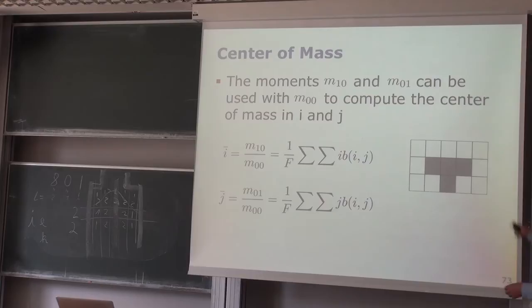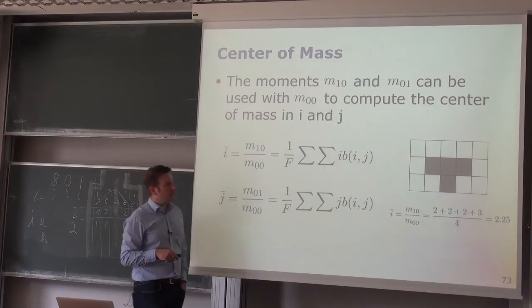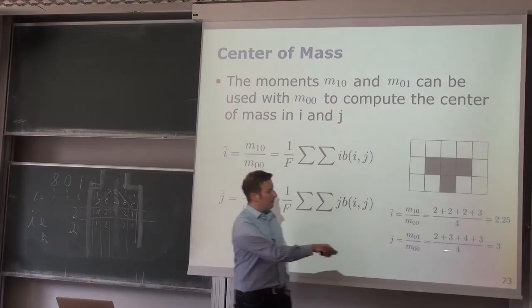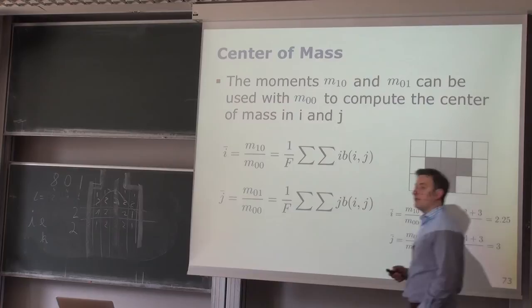It's just a small example. These are my foreground pixels. Of course, I have a center of mass in one direction. In the I-th direction it would be 2.25, and in the J-th direction, in this case, it would be 3, just taking into account the individual values and dividing by the number of elements that I have in here. And I can continue like this with different moments telling me different things about my binary image.